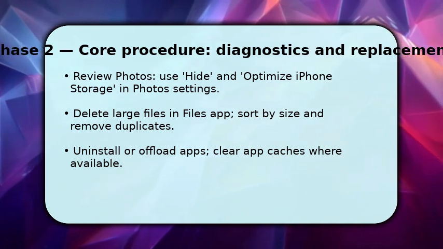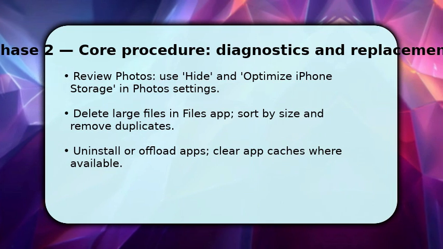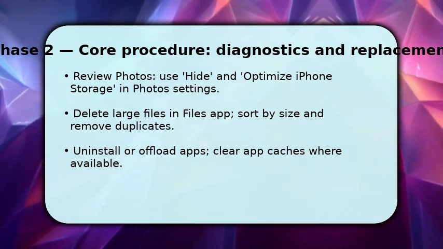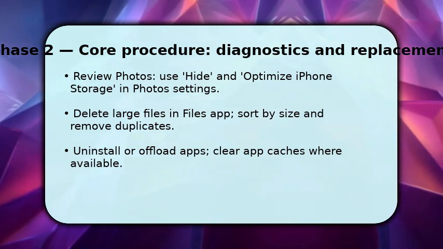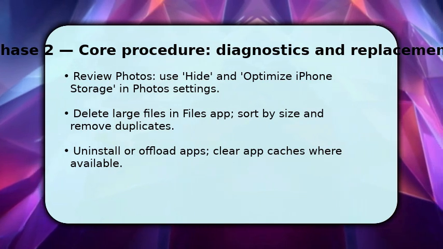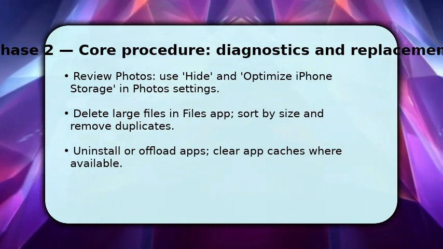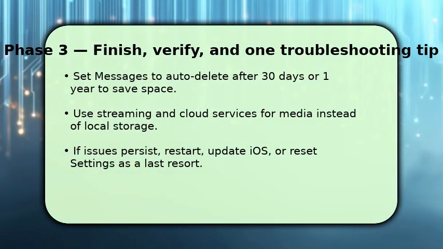Then open Files, sort by size, and delete redundant or large downloads. Use duplicate finding tools if needed. For apps, offload or uninstall ones you seldom use and clear caches in settings where possible. By following these steps, you shrink storage use while preserving essentials. Finally, you put systems in place so storage stays manageable.